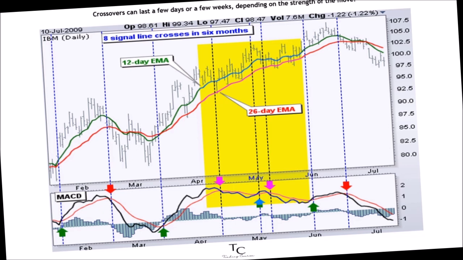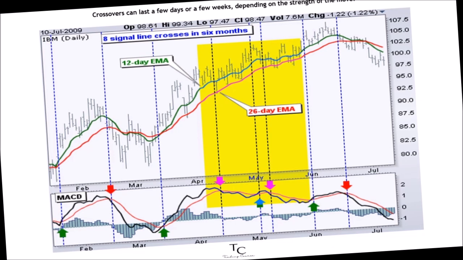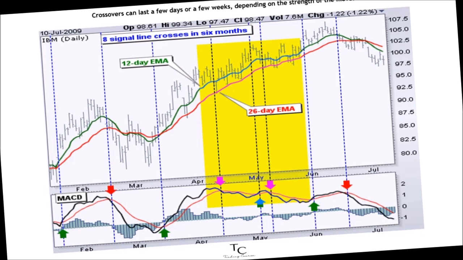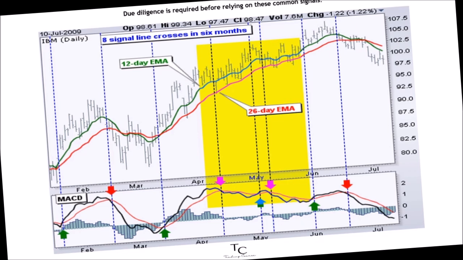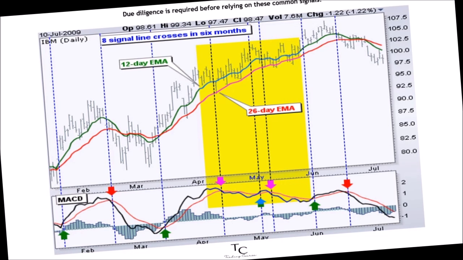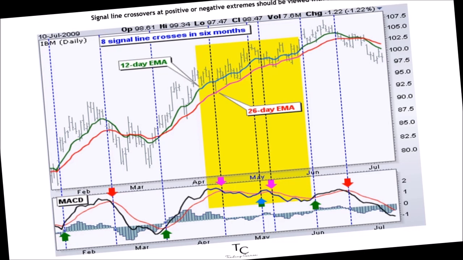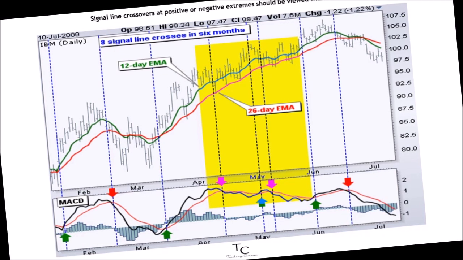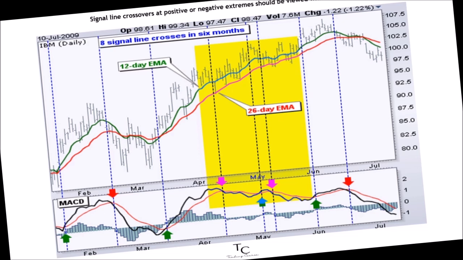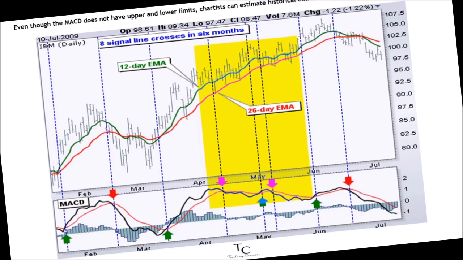Crossovers can last a few days or a few weeks, depending on the strength of the move. Due diligence is required before relying on these common signals. Signal line crossovers at positive or negative extremes should be viewed with caution.